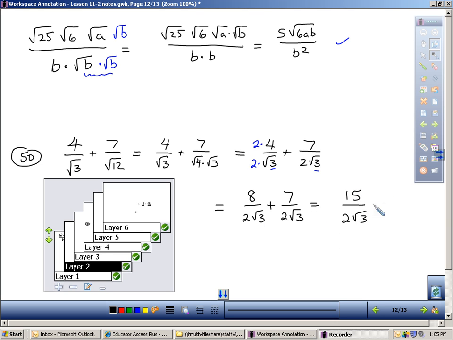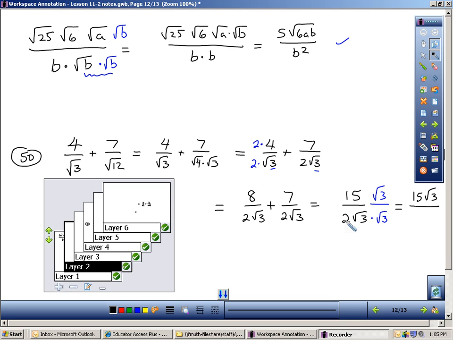Now, there's one rule I'm still breaking if I keep it like this. Remember, you can never have radicals left in the denominator, and I do. So to get rid of that radical in the denominator, I'll multiply the denominator by radical 3 and the numerator. And when I do that, I'll have 15 radical 3 in the numerator.